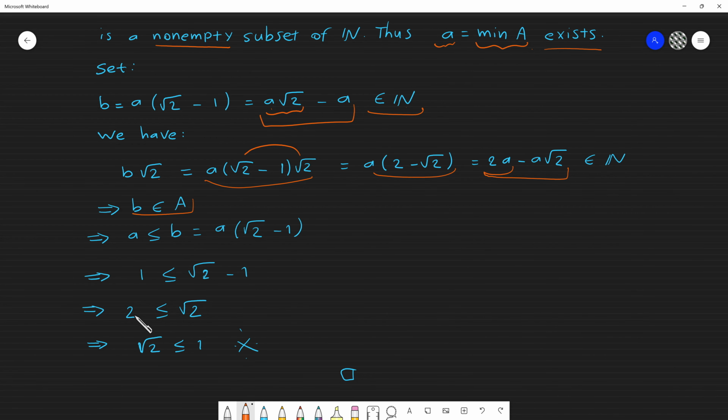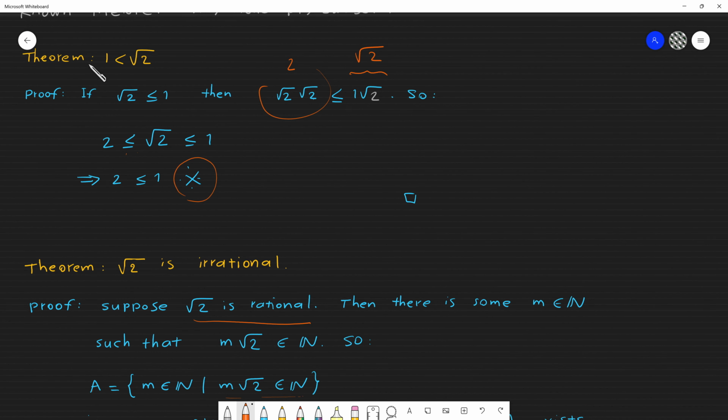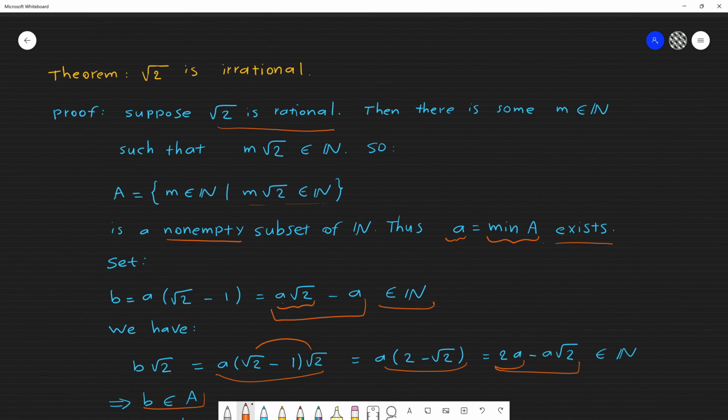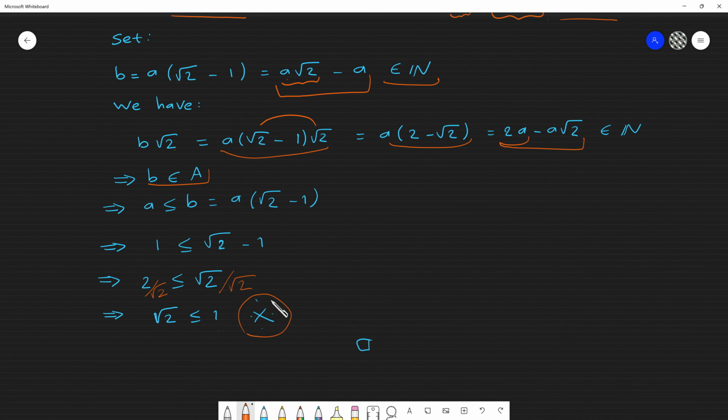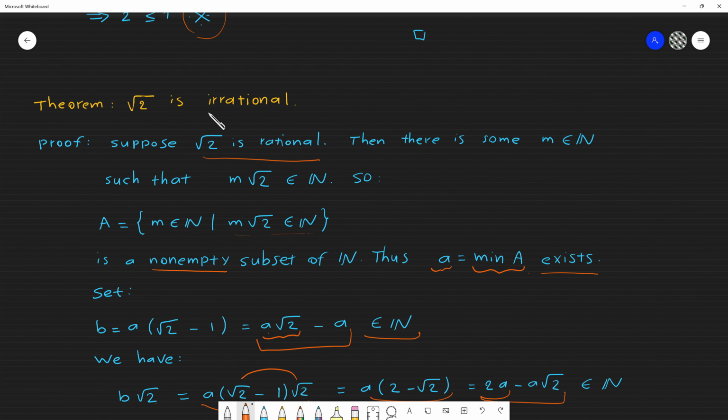And if we divide both sides by square root of 2, we get 2 over square root of 2 equals square root of 2, and square root of 2 over square root of 2 equals 1. So we get square root of 2 is less than or equal to 1, but this is a contradiction by the previous theorem, which says 1 is less than square root of 2. This contradiction proves the theorem. Square root of 2 is irrational.